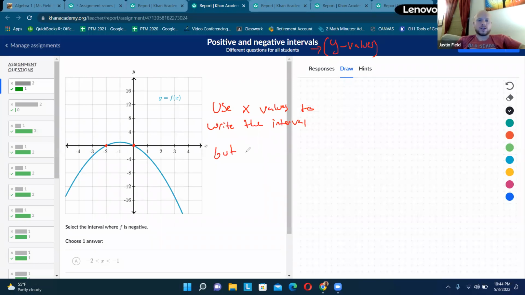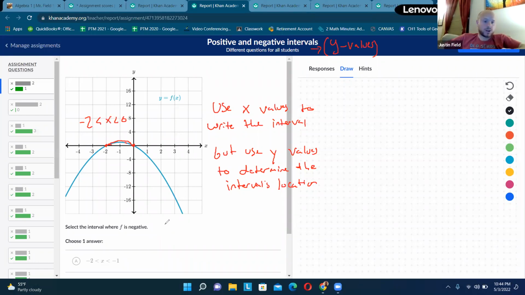But use y values to determine the interval's location. So the y values are positive right here. And that happens between -2 and 0. So that's what we want to look for.